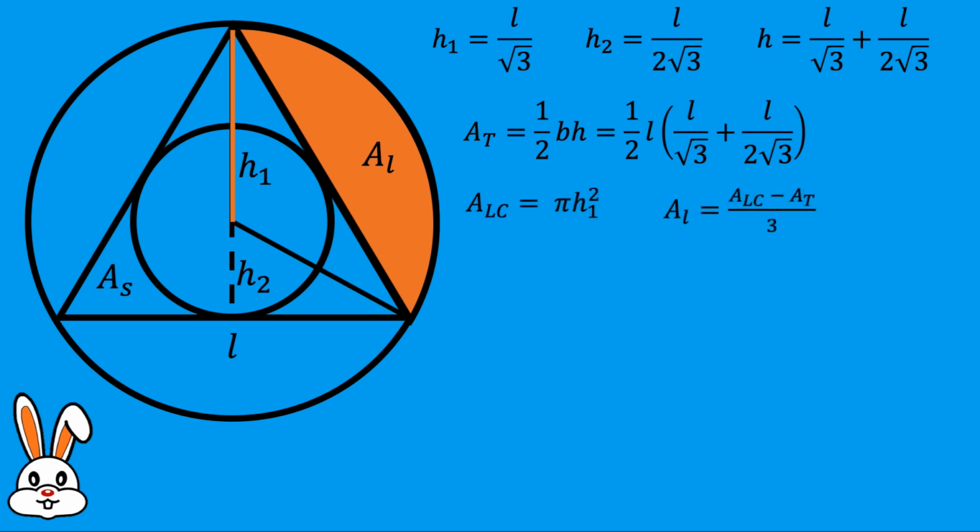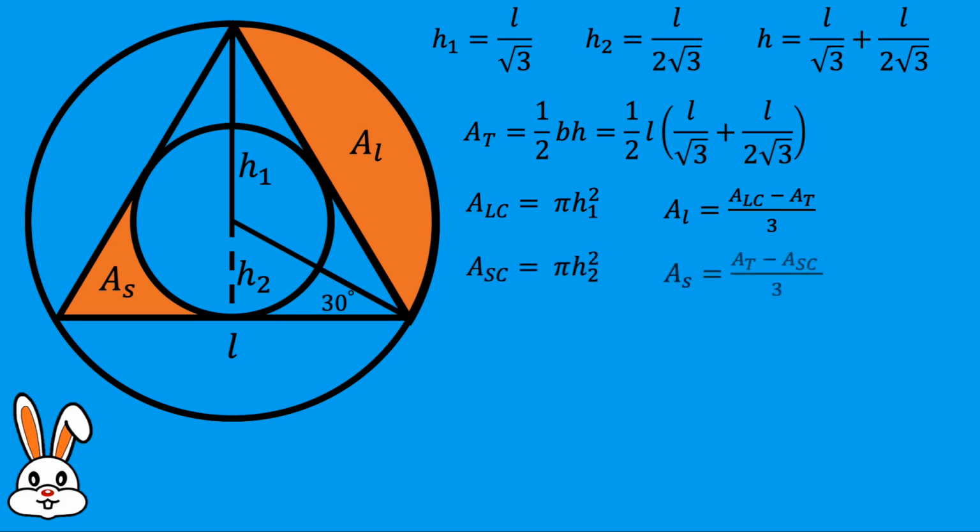Luckily, from our previous findings of h1, we can see that h1 is actually the radius of the larger circle. This helps us a lot. The same thinking can be used to find the area of the smaller shaded region. This is shown as... we have basically covered the most difficult part of the question.